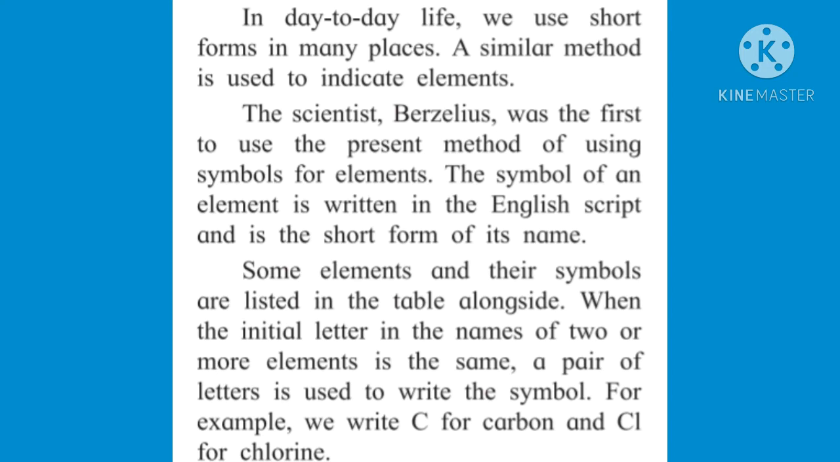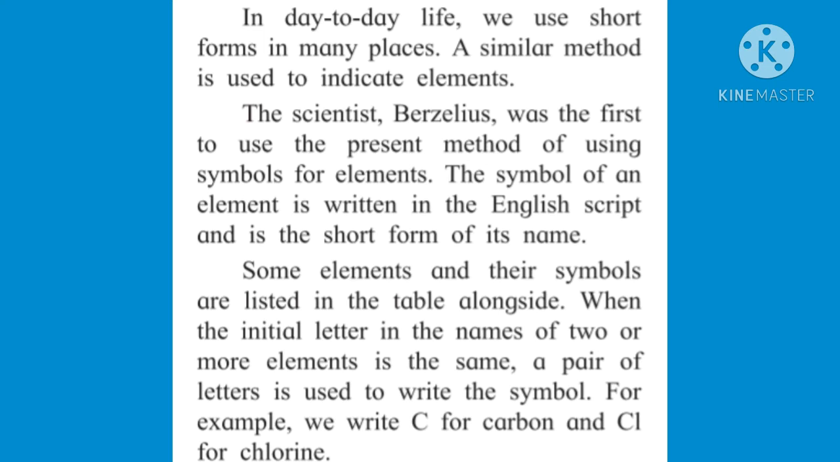In the same manner, when the initial letter in the names of two or more elements is the same, a pair of letters is used to write the symbol. For example, we write C for carbon. The symbol of carbon is C. And in the same manner, the symbol of chlorine is given as Cl. The first letter and the next letter.